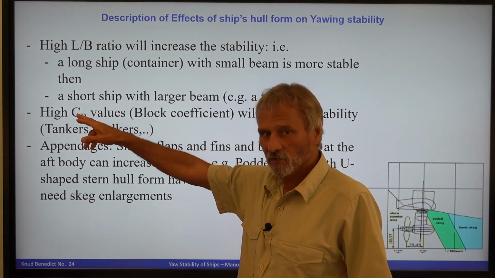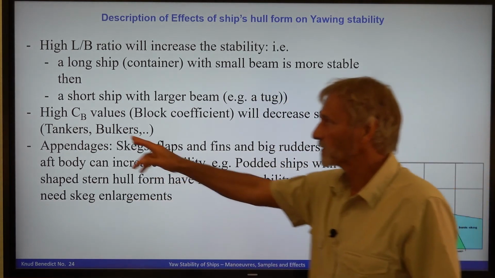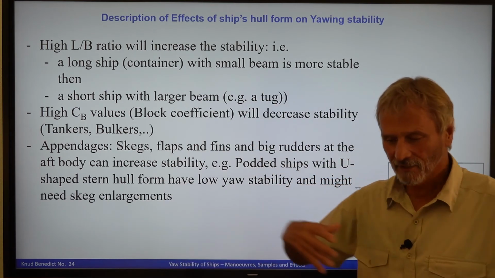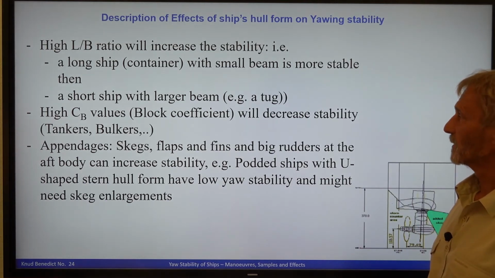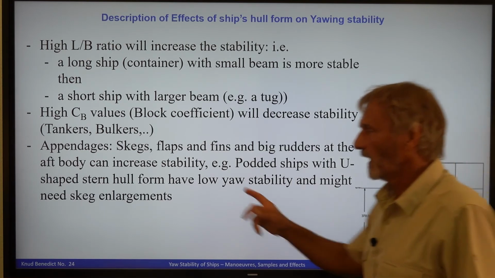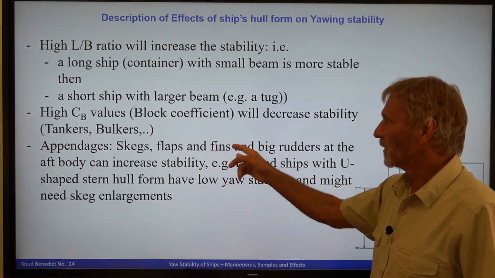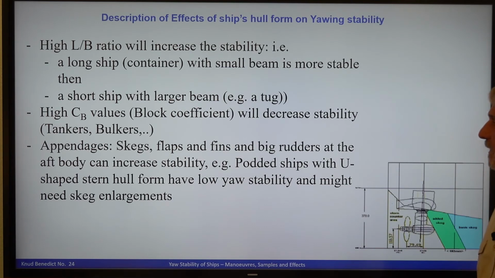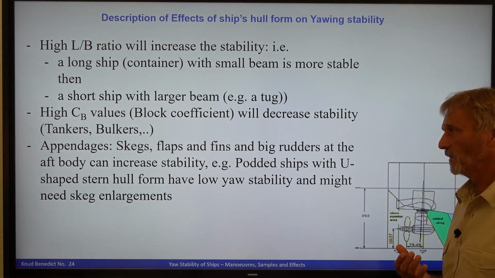High block coefficients: if you have voluminous bodies like tankers or bulkers, with a rectangular shape, like a block, like a box, this will decrease stability, so it's less stable. And then there's the effect of appendages. For instance, skegs, flaps, or fins, that's the rudder, for instance. And in general, big rudders have a stabilizing effect. They will increase the stability.